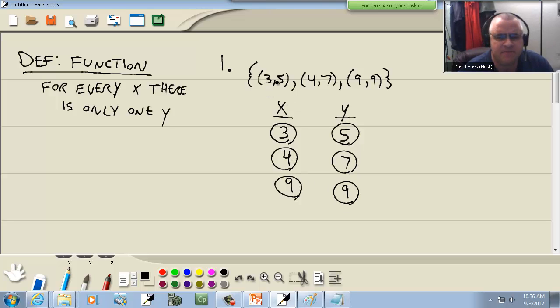Now this first point, 3, 5, that maps 3 to 5. So I'm going to draw a line between them. Then 4, 7, that maps 4 to 7. And then 9 and 9, I'll draw a line from the 9 to the 9. For every x, there's only one y. Graphically, if you only have one line coming out of each x value, then it's a function. So this particular one is a function.